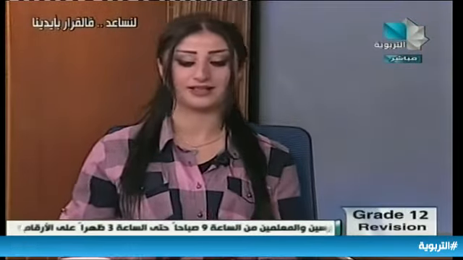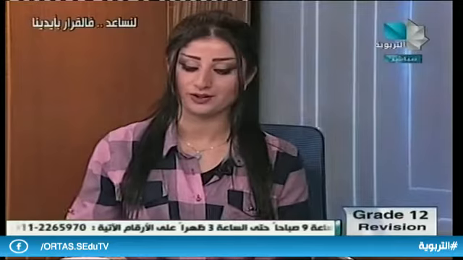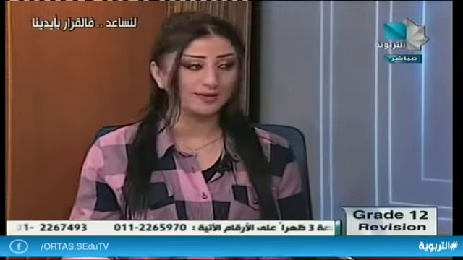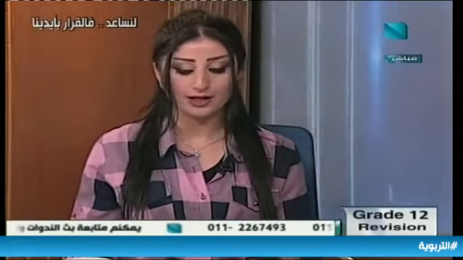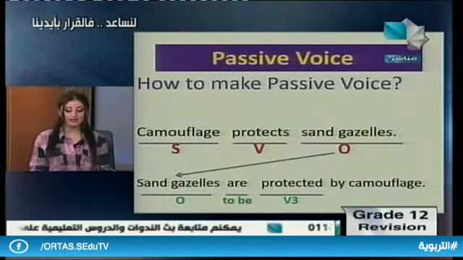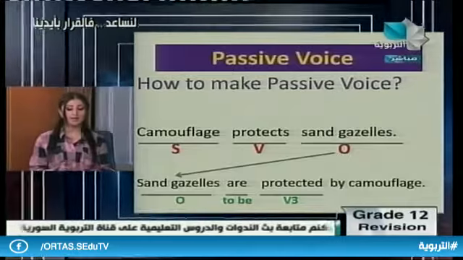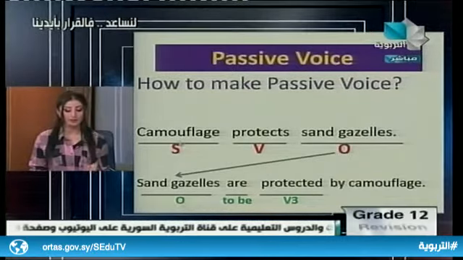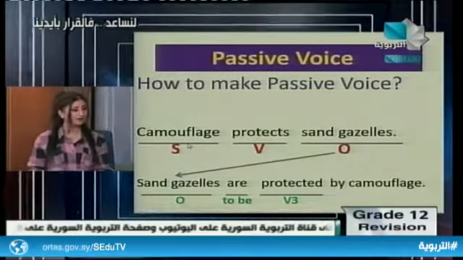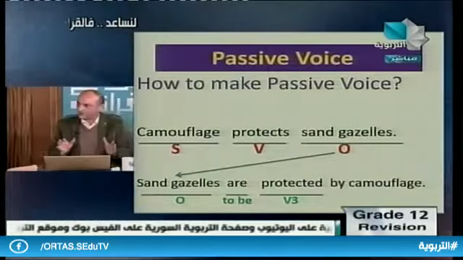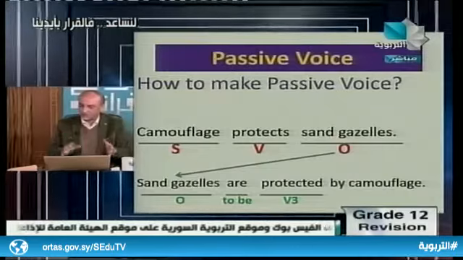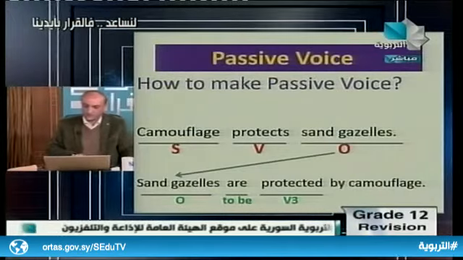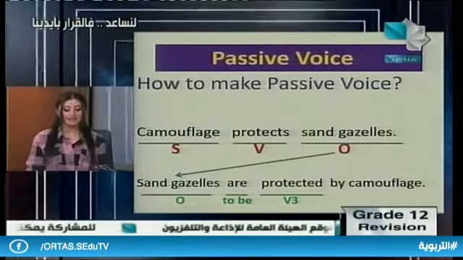We can go on with some examples. Let us start, please. The floor is yours. We have some examples that clarify the passive voice. Camouflage protects sand gazelles. In this sentence, we have the subject camouflage. It's an example from the book itself, from Unit 6. It is a very clear example in Unit 6 in the student's book. Camouflage protects sand gazelles.